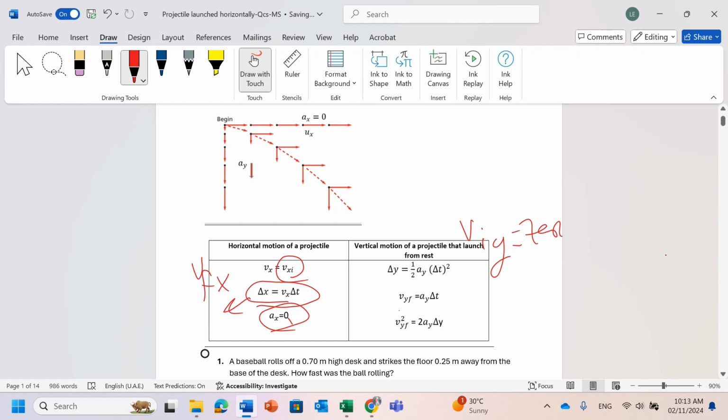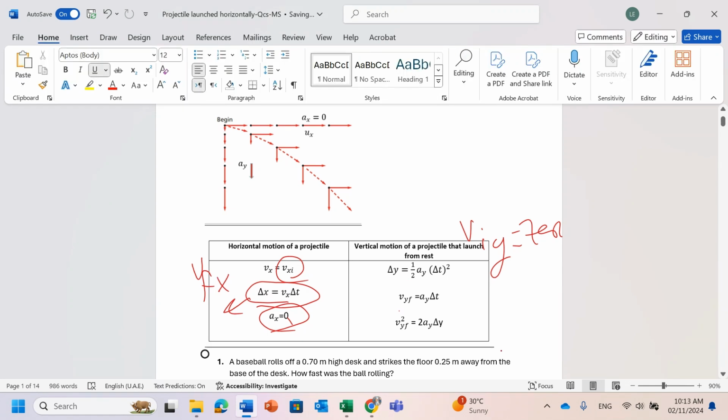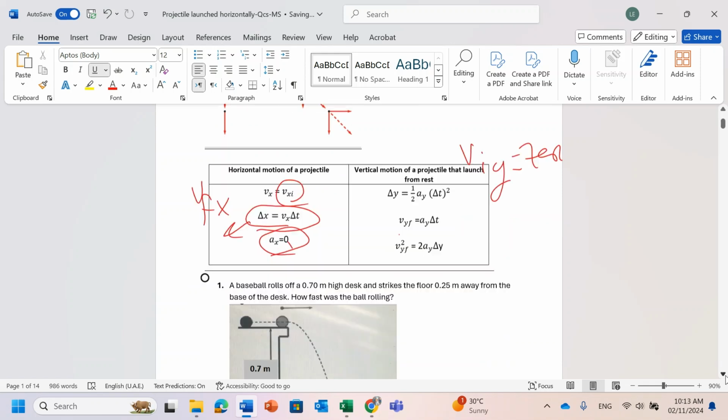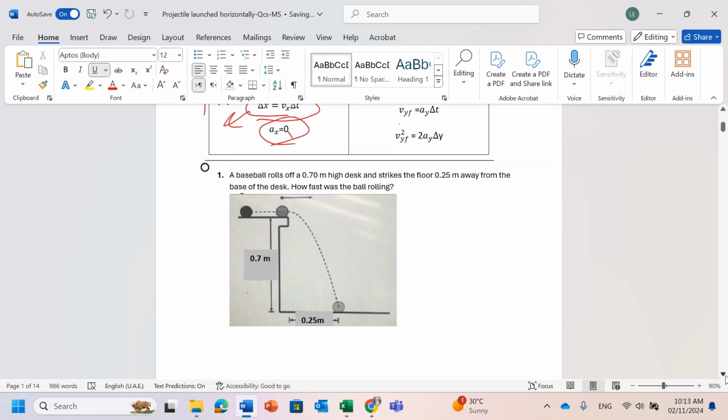Now we start with the first question here. The first question we're going to solve, and I shared this document with you already on Tuddle. The question here, we have a baseball. Let's see the question.